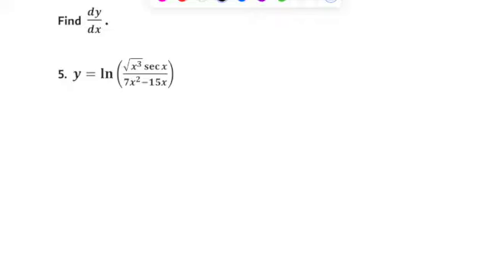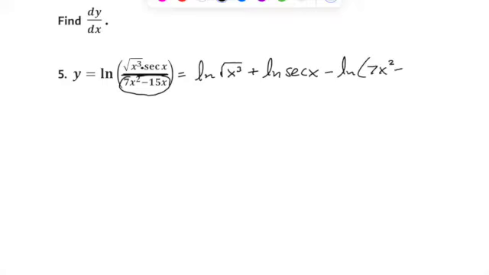And that would be, remember that any quotient or product on the inside of a log can be broken up using those properties. So I'm going to break this up to the ln of the square root of x cubed, and that's being multiplied by secant of x, so I can break that up to plus ln of secant of x, and it's being divided by this whole quantity, so I can do minus ln of that whole quantity. And that's just classic log condensing and expanding properties.